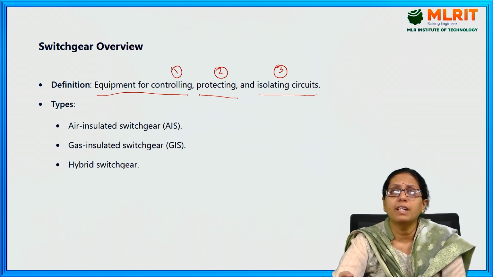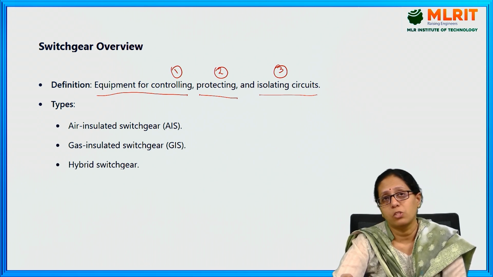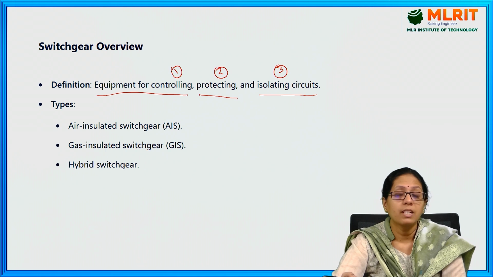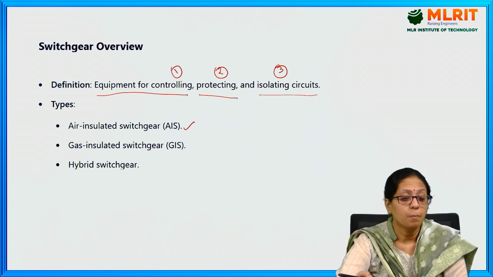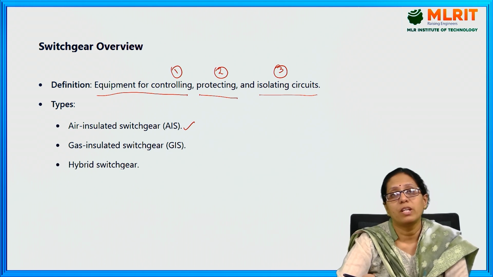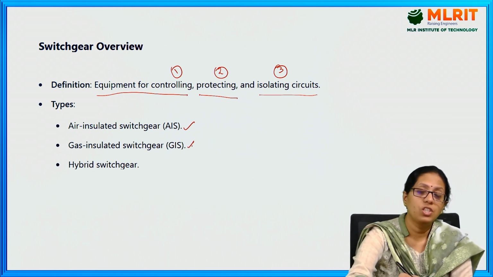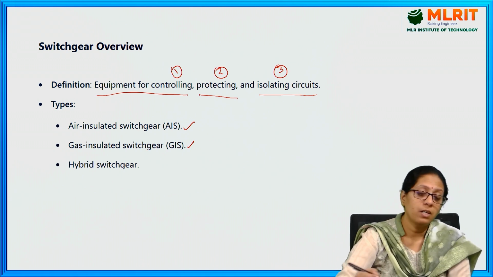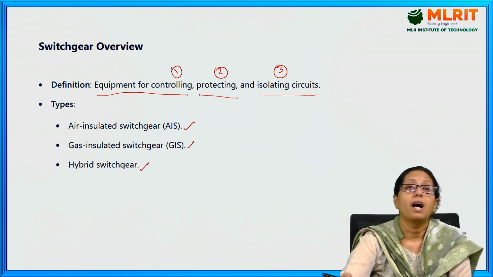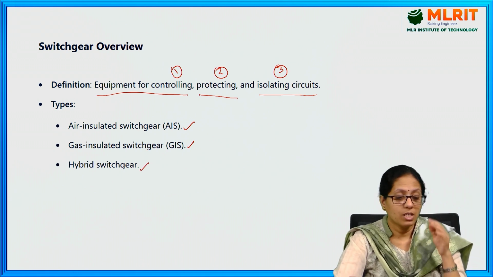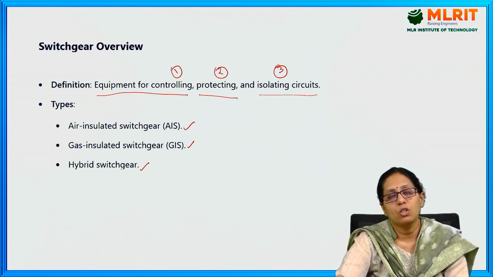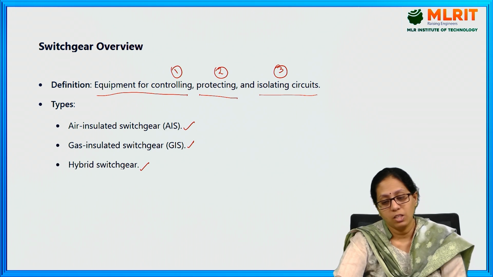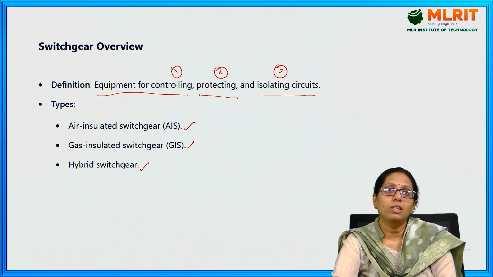What are the different types? There may be different types of switchgear elements, like air insulated switchgear, which is called AIS. The second one is gas insulated switchgear, that is GIS, and the third one is a combination, that is hybrid switchgear. These are the three different types of switchgear which are being used for protecting as well as isolating the faulty circuits.